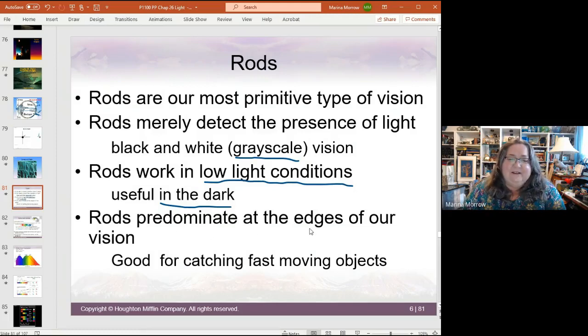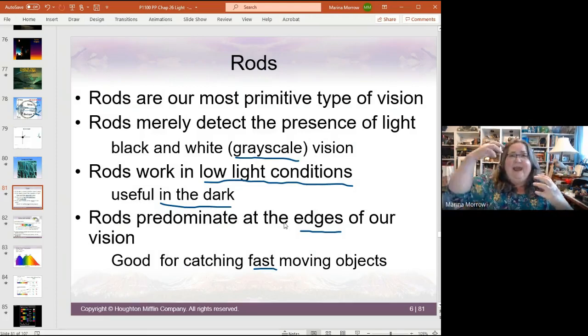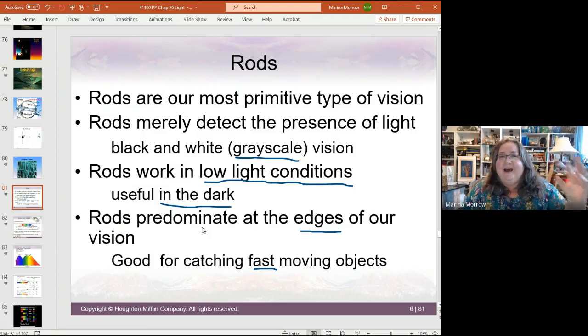Now, rods also are good because they don't take much energy, and they work faster than the cones. And so these are the ones that catch the car coming from the side that's run the light. Those are the ones that save your life. So the rods are really useful for that. When we see something at the edge, when we catch it out of the corner of our eye, that's when we're talking about the rods. And so, yes, these definitely can save your life.